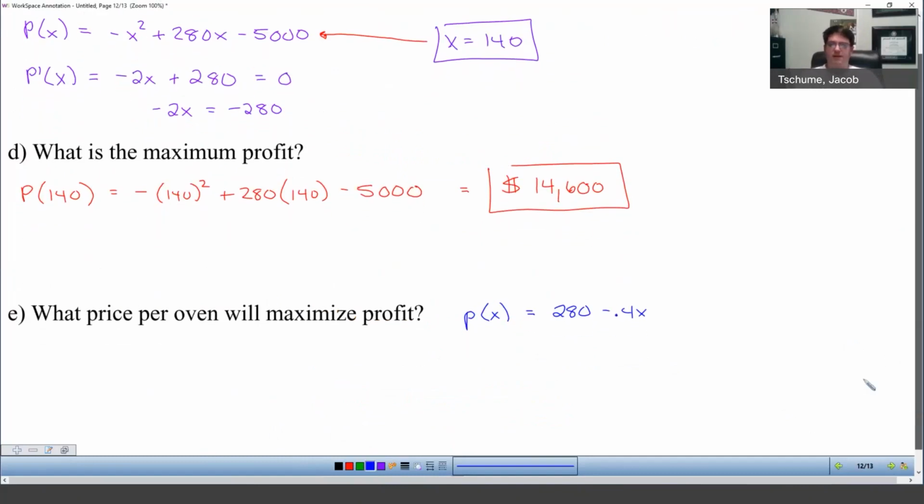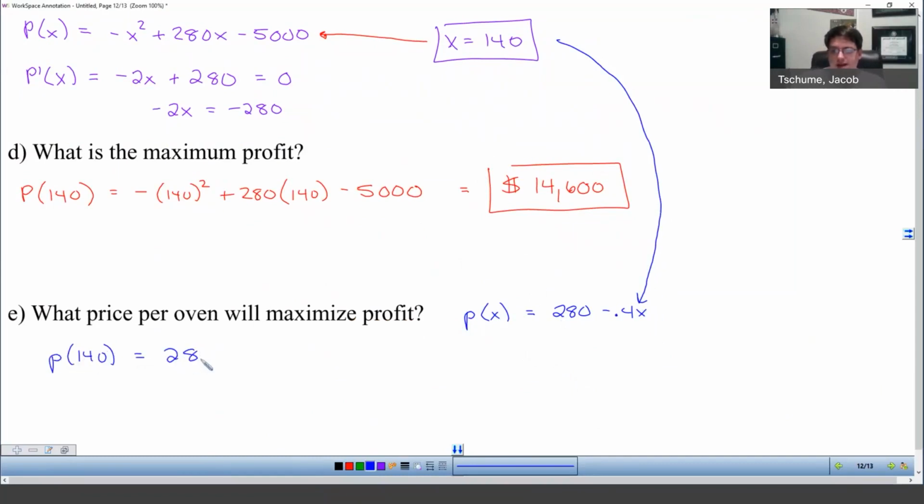If this is your price function and you're trying to maximize profit, this time you need to plug some number into your price function. That's actually going to be the same x value that you found on part C. So little p of 140 would be 280 minus 0.4 times 140, which would be $224. So you would need to charge $224 per oven to achieve this maximum profit.